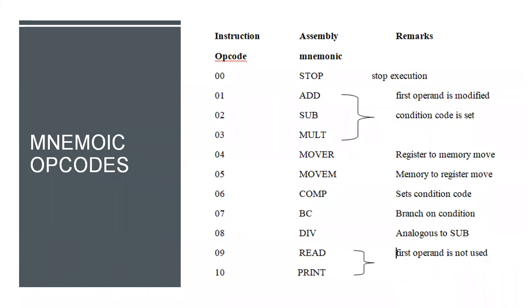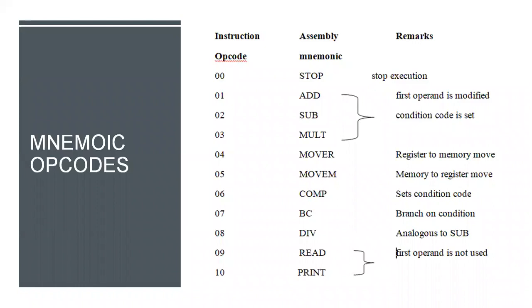Now, what are the different mnemonic opcodes? Now you can see here instruction opcode 00 to 10, assembly mnemonic, stop to print, and remarks on what these assembly mnemonics are doing. So first is 00. 00 is nothing but stop. Remark is stop execution.